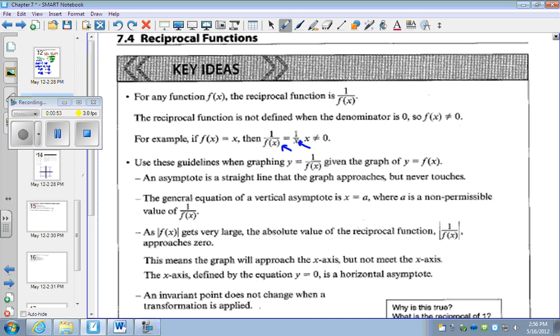So if I drew a graph, we're going to make an asymptote, a straight line that the graph approaches but never touches. The general equation of a vertical asymptote is x equals a, when a is a non-permissible value. So we're going to set f of x to be 0, find the x's that make that true, and those will be our vertical asymptotes. Okay?